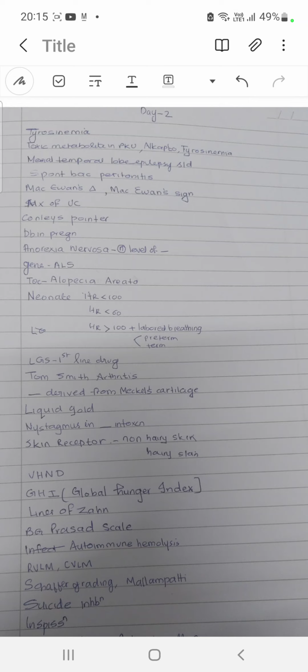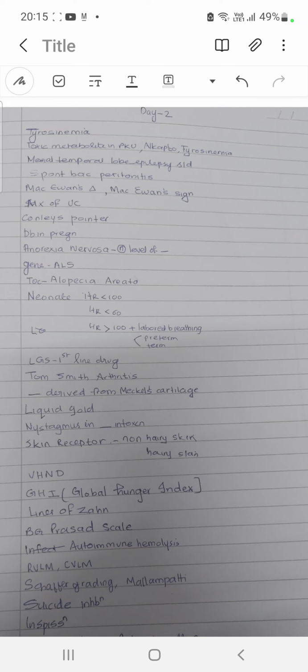Diabetes in pregnancy, there is no anti-diabetic action by HCG. Other hormones are involved in anti-insulin action. Anorexia nervosa, normal level of TSH. Gene in amyotrophic lateral sclerosis is SOD. So the alopecia areata, you have to give intralesional steroid.